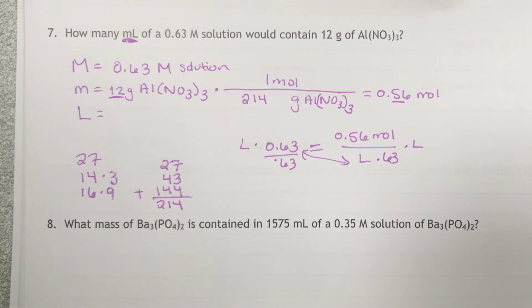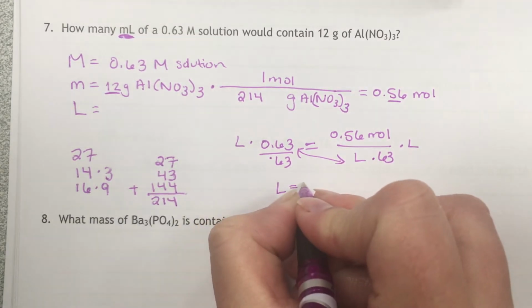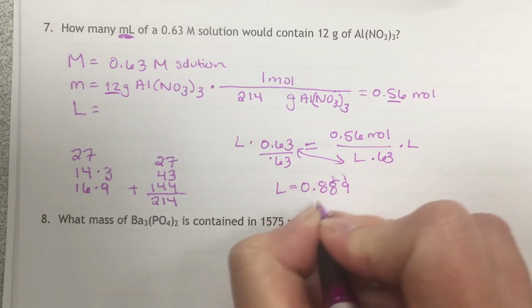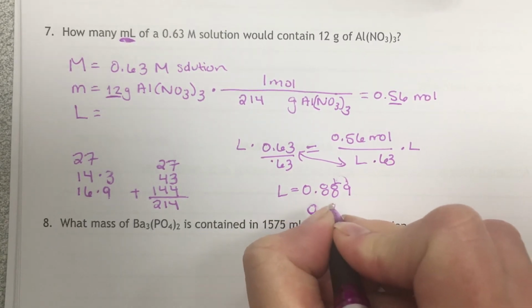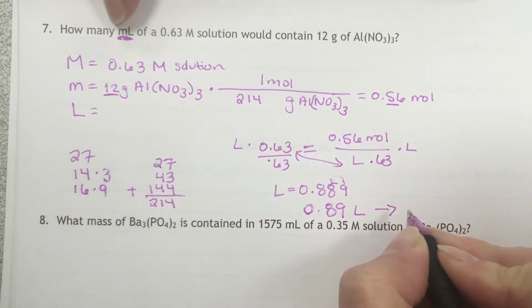equals 0.56 divided by 0.63. So liters, we have 0.88, and then this is 9, so it'll actually be 0.89 liters. But we actually want milliliters, like the question said.